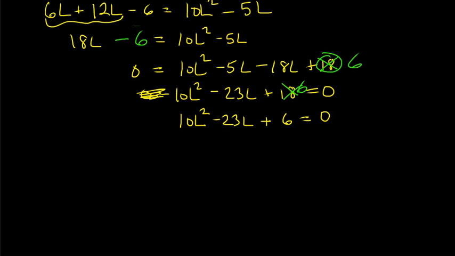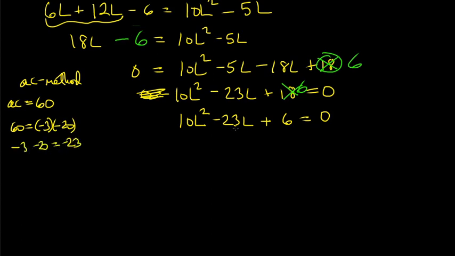All right, so same AC method. A times C is now 60. That makes it a little easier. So what two numbers multiply to 60 and add to negative 23? Well, I think I can see it, right? Negative 3 times negative 20 is positive 60, and negative 3 minus 20 is negative 23. So when you split this up, it becomes 10L squared minus 3L minus 20L plus 6.